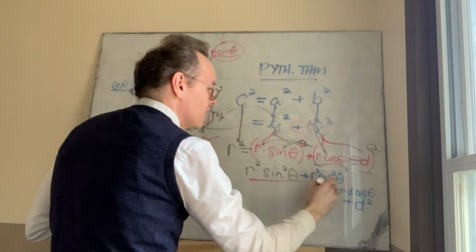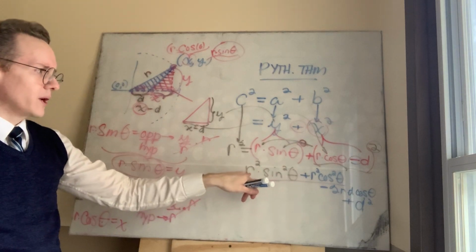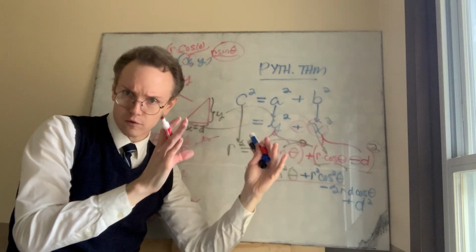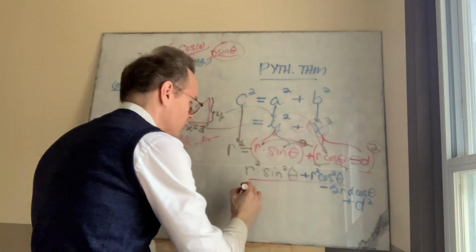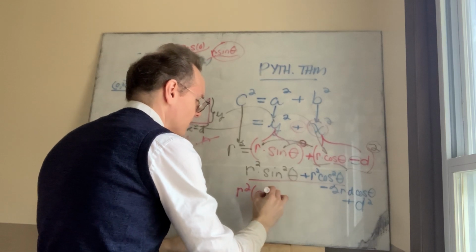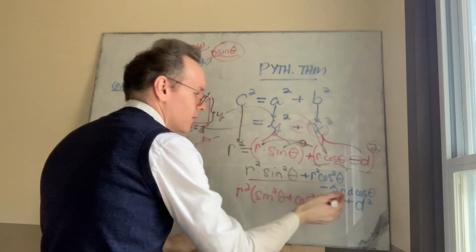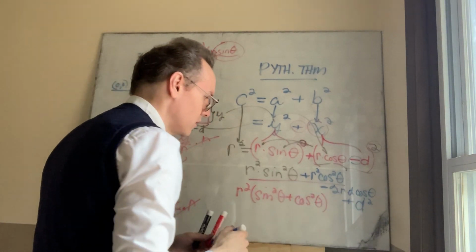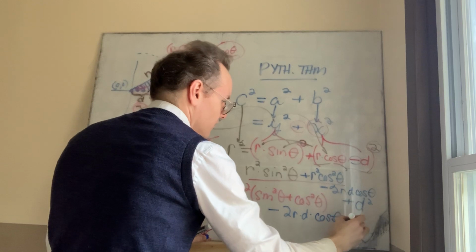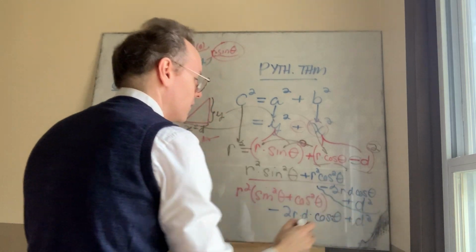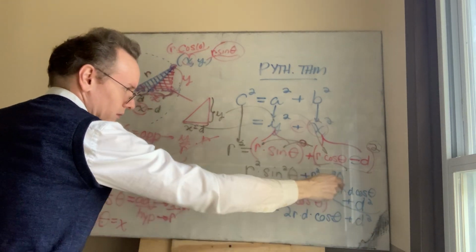If you pay attention to just these two terms, notice something. They have a common factor of r squared, even though they came from two different factors. You could factor out the r squared, in which case you would end up with r squared times sine squared of theta plus cosine squared of theta, and the rest of this blue stuff would be left over: minus 2rd cosine of theta, plus d squared. This, written in blue here, is underneath what I have tangled up here.